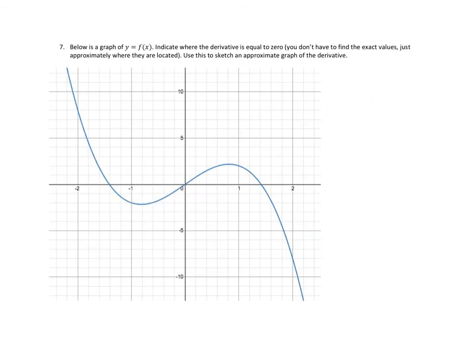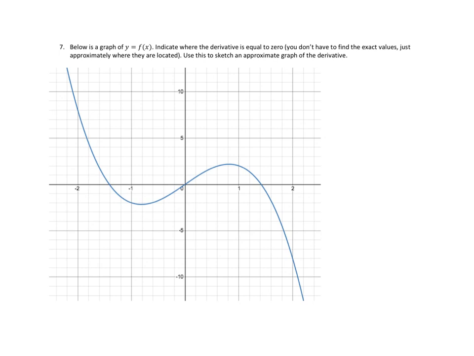Here we have a graph of y equals f of x, so no equation is actually given. Two things: I want to indicate where the derivative on this graph is equal to 0, and then I want to give a basic sketch of what I think the derivative looks like. We don't have to find any exact values here. We're just looking to get an approximate sketch, so I don't care how high or how low the values are. This is just to get an idea of what the derivative is.